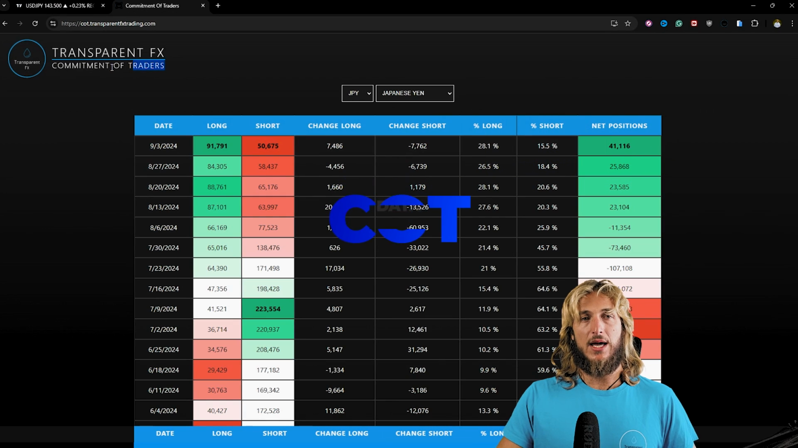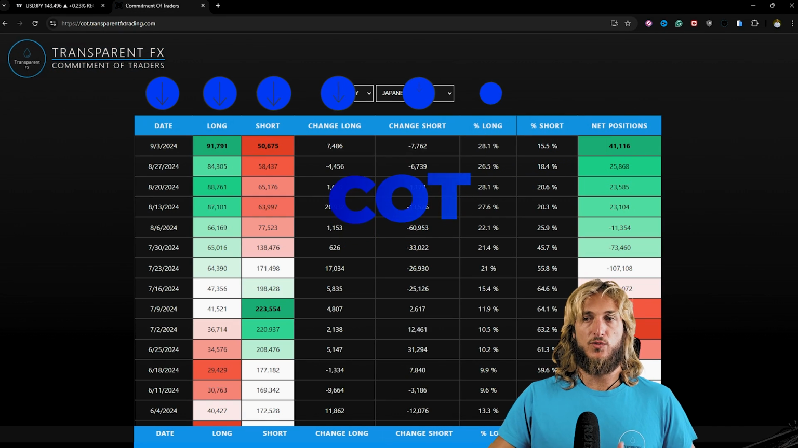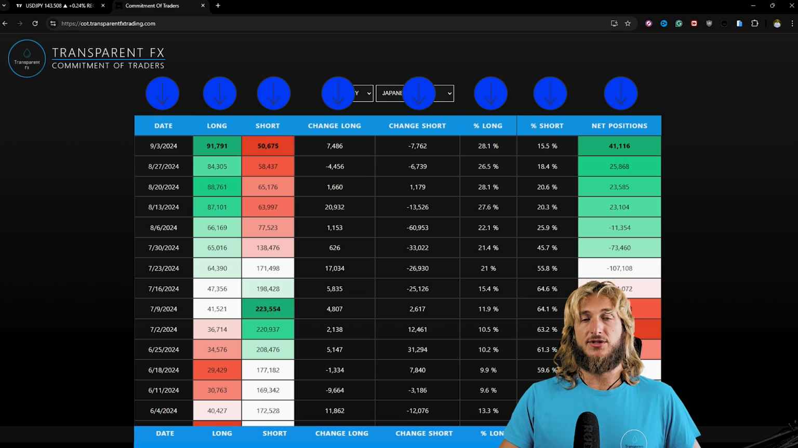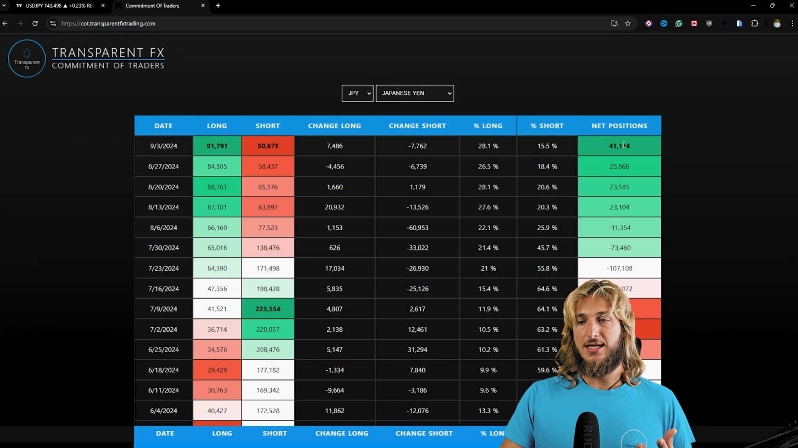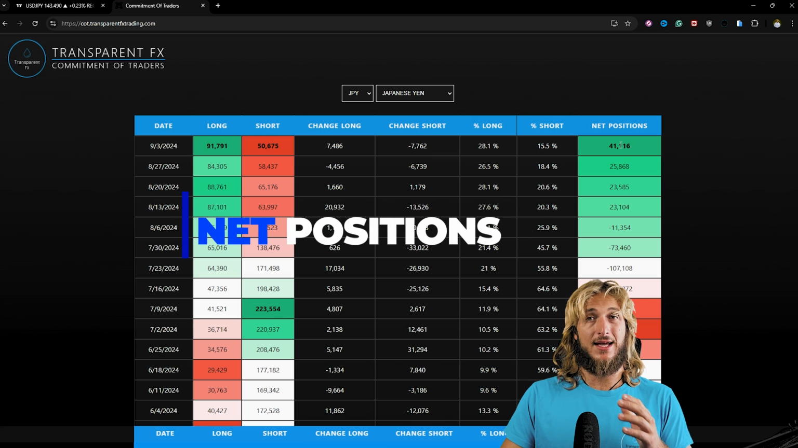Now, if we're going to see what we have when it comes to the commitment of traders, so what hedge funds and the big players in the market are doing, and we look at the data precisely for the JPY, we can see how with the last reports, net positions are still getting increased.